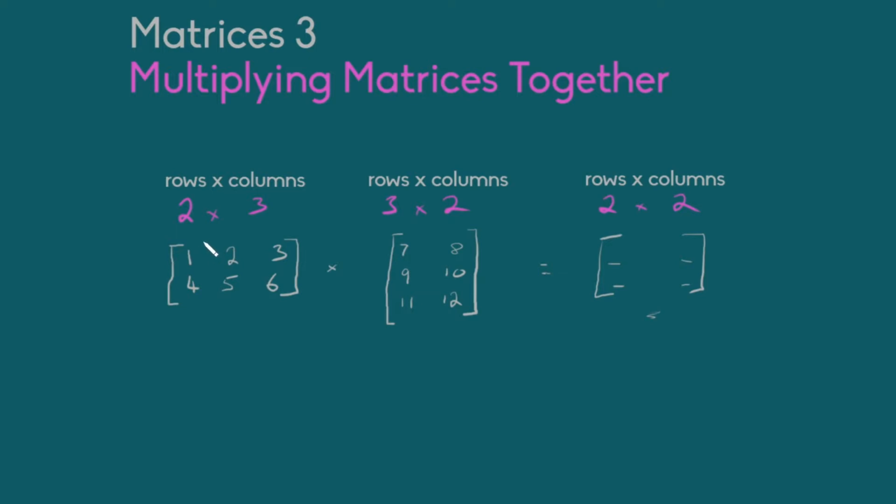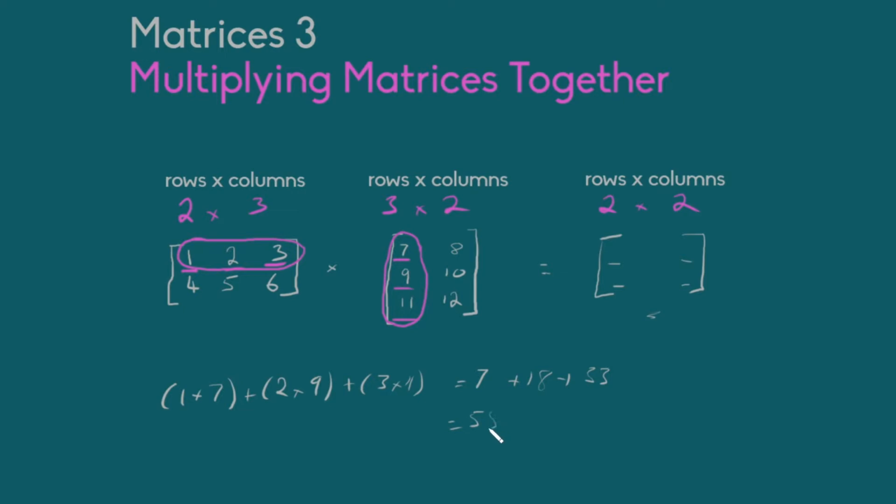So the first thing I would do is put a ring around the first row of your first matrix, and then in your second matrix, put a ring around the first column. What we're going to do is move along that first row and down that first column, multiplying these 2 numbers together. So we're going to get 1 times 7, then add that to 2 times 9, and then add that to 3 times 11. So that's going to give us 7 plus 18 plus 33, which is 58.